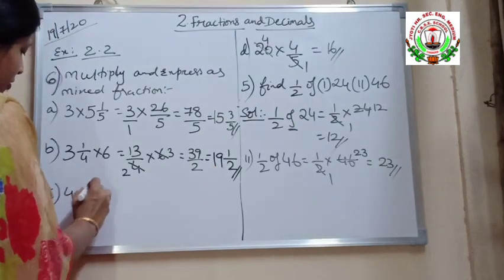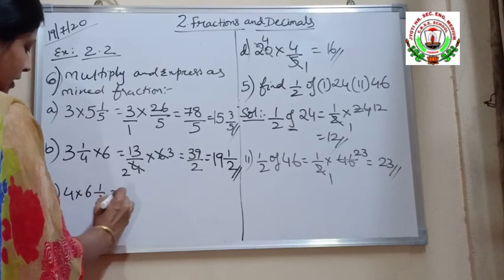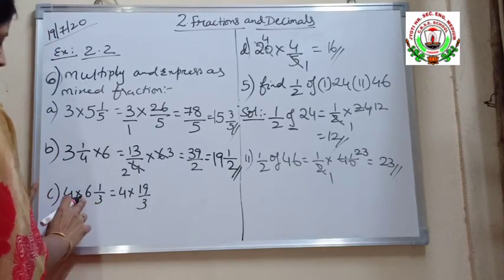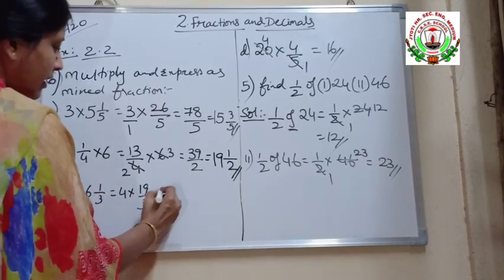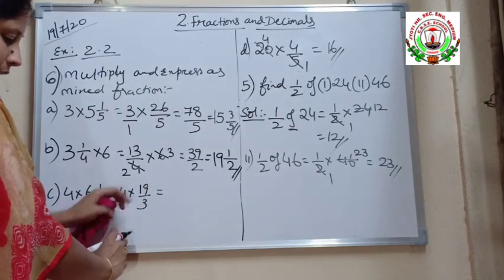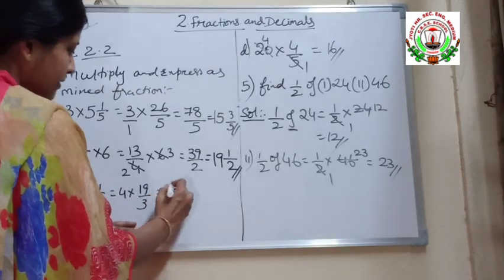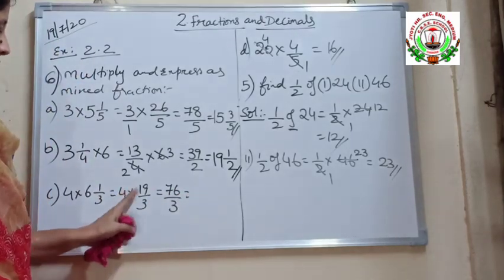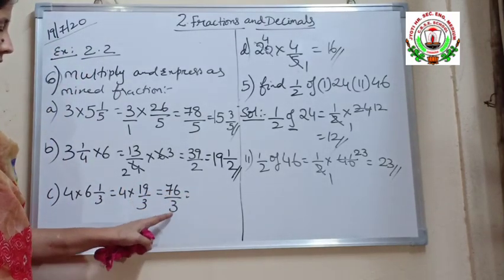See, 4 into 6 1 by 3. So 4 into 19 by 3. 6 3s are 18, 18 plus 1, 19. Nothing common is there. So I am multiplying 4 into 19. I am going to get it as 76 divided by 3. 4 19s are 76 and by 3.